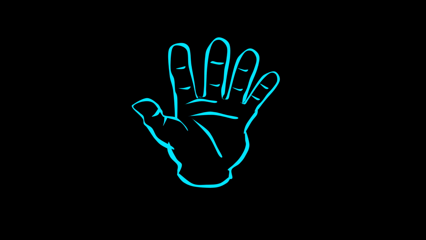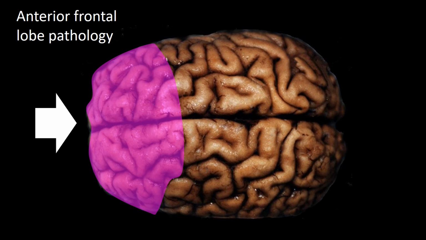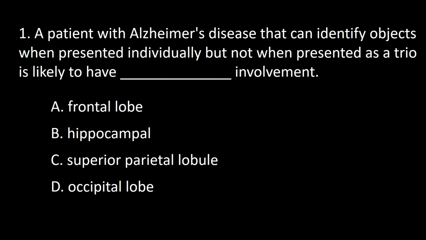The fifth seminal finding relates to executive dysfunction. Patients with AD and variants have difficulty coordinating and following through with plans. They also have problems following complex conversations. At times, they complain of feeling confused, although most of the time they act confused but are not themselves aware of being confused. This usually occurs late in the disease due to frontal lobe involvement. So the answer to this question is C.